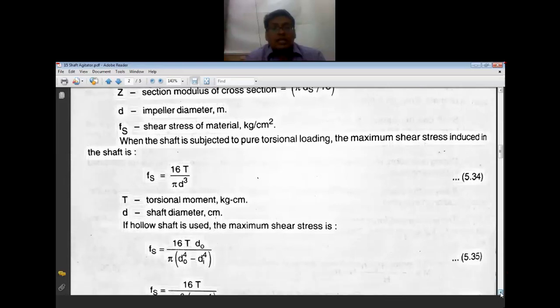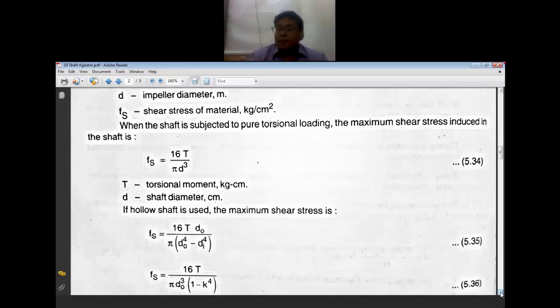Now this is related to the combined bending moment and torsion. There are different situations which arise due to the operation, that is, load at steady state and load which is fluctuating. So what is meant by load at a steady state and what is meant by a fluctuating load?